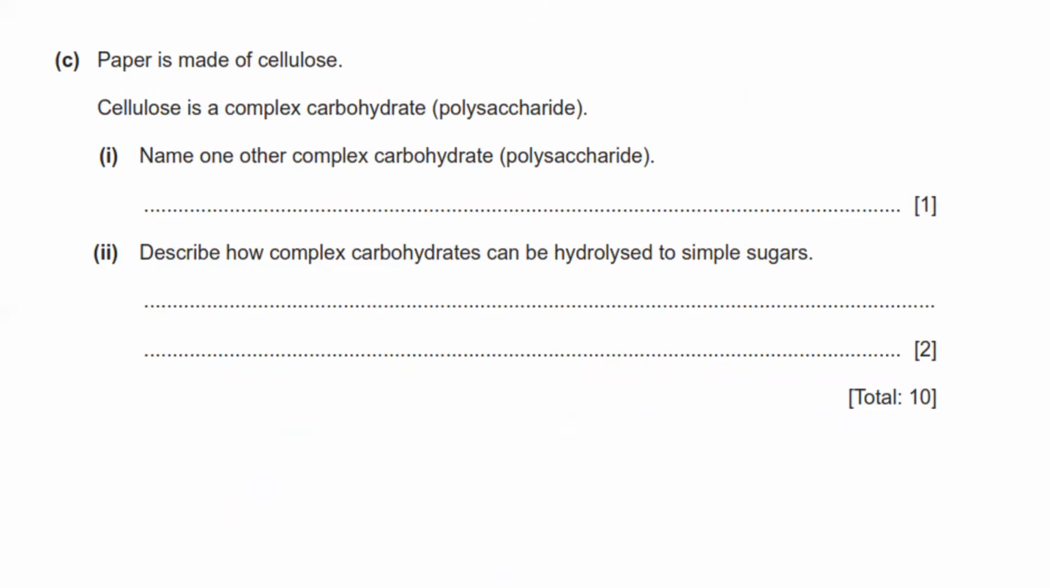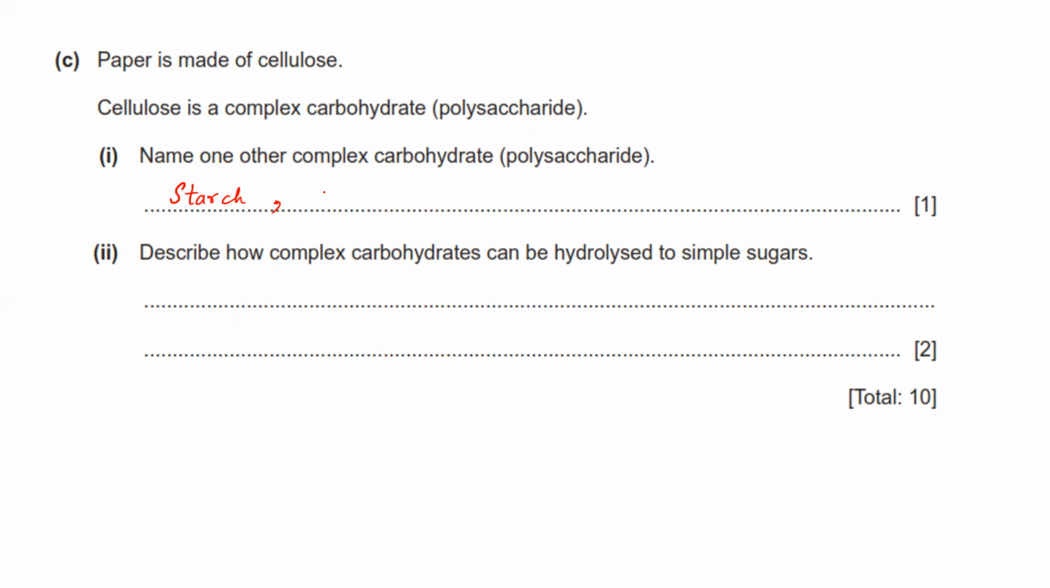It says paper is made of cellulose. Cellulose is a complex carbohydrate, that is, a polysaccharide. Name one other complex carbohydrate that is also a polysaccharide. So remember, polysaccharides are a form of glycans. They are starch, glycogen, galactogen, chitin, anything you can use. So a good one, or a simple one, starch, is a good answer for that.